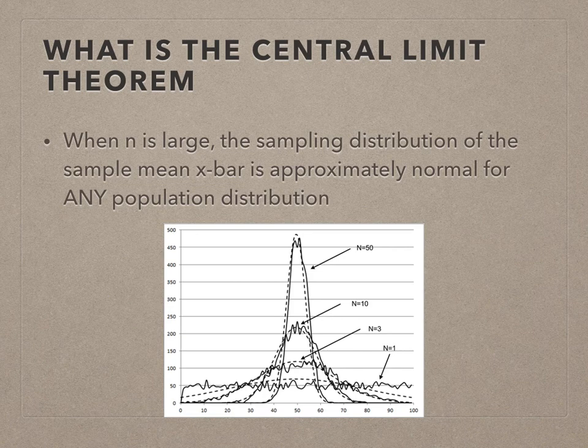So what is the central limit theorem? When n is large, the sampling distribution of the sample mean x bar is approximately normal for any population distribution. You can kind of see from that picture right here. As n increases, you have n equals 1 as that squiggly line at the very bottom, and it starts to look more normal as n increases. Pretty cool. So again, the bigger the n, the more normal the curve is.